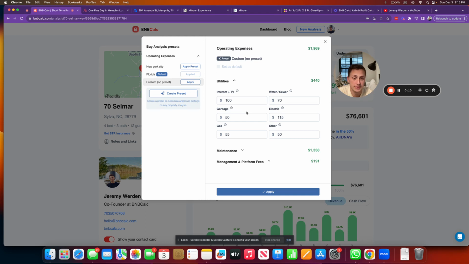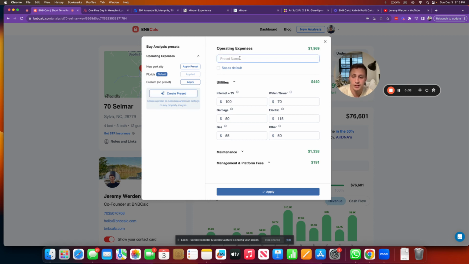What are presets? Well, first of all, the default BNBCalc estimates for your utilities and maintenance are based off US averages. However, you're going to be looking at maybe specific areas, specific size properties, and you're going to know better than we do what you should have as your defaults. So you can create your own preset.